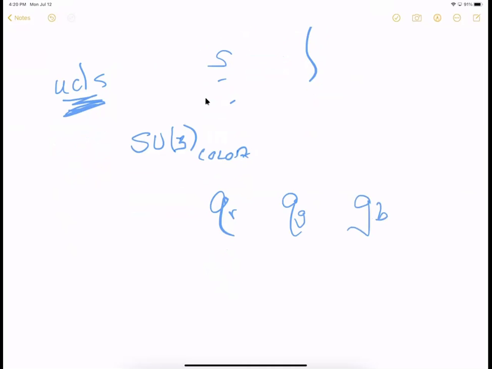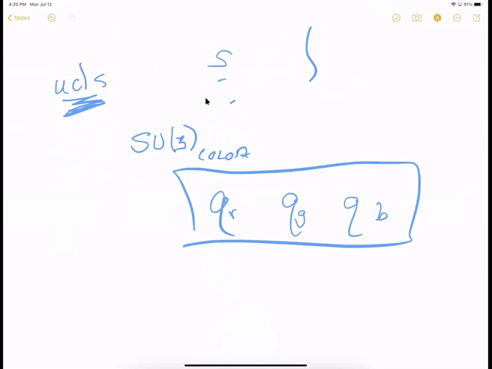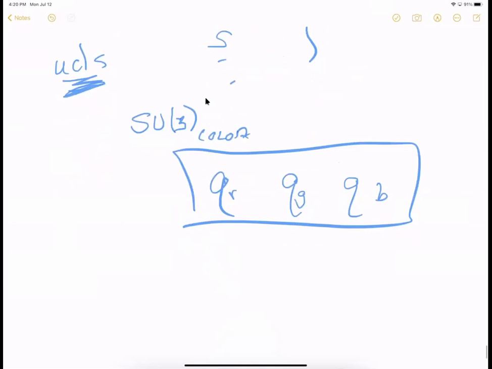Whoops, that's supposed to be a quark. Hello, quark. Okay. Are you seeing my notes now still? I'm suddenly worried that it's not sure. No, we'll let you know.